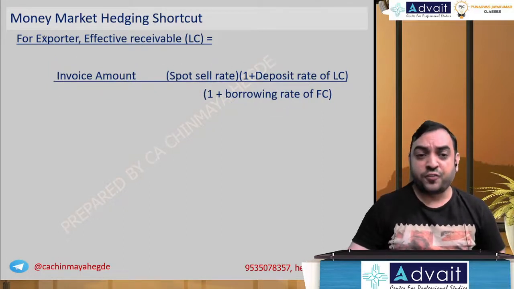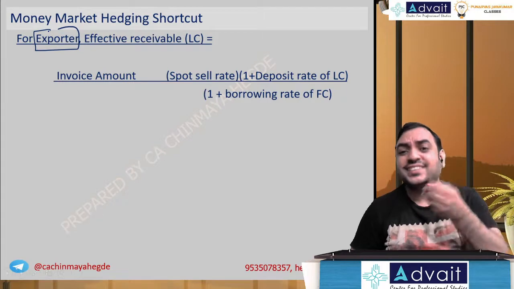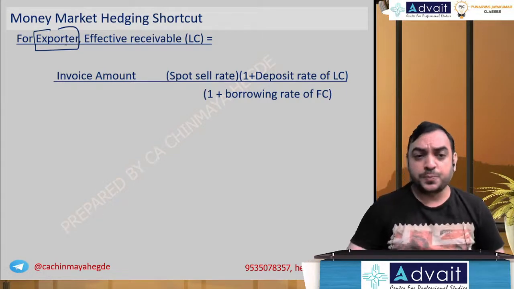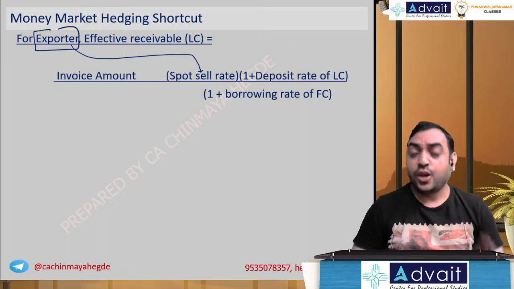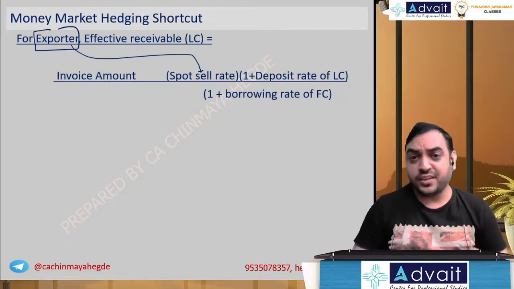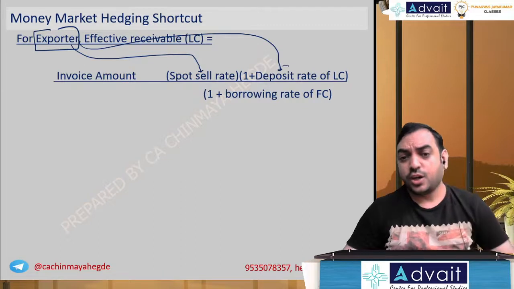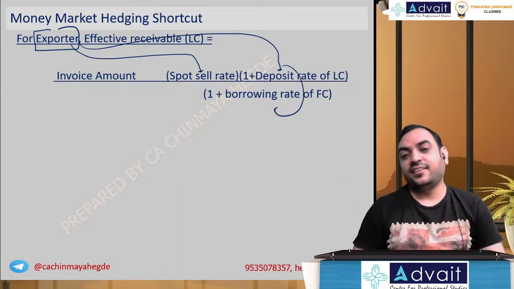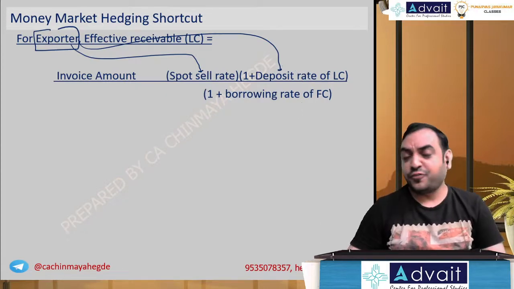You are doing this for an exporter. What is the exporter's nature of operation? Exporter sells, sir. Exporter uses the sell rate. Now, once the exporter sells, what does he have, an asset or a liability? Exporter has a receivable. So he has the asset, and deposit goes in the numerator, opposite, denominator, borrowing. Numerator local currency, denominator foreign currency.